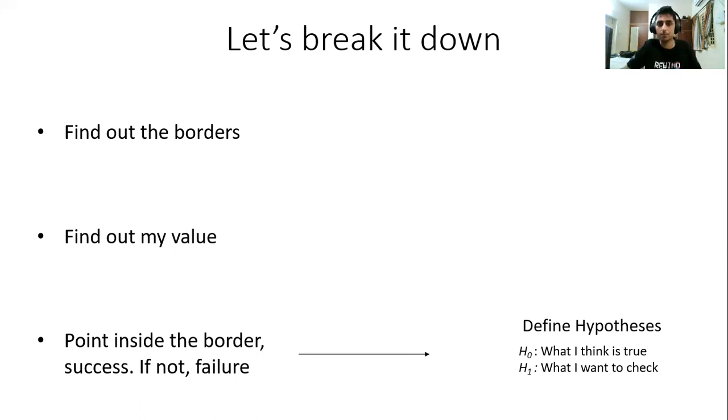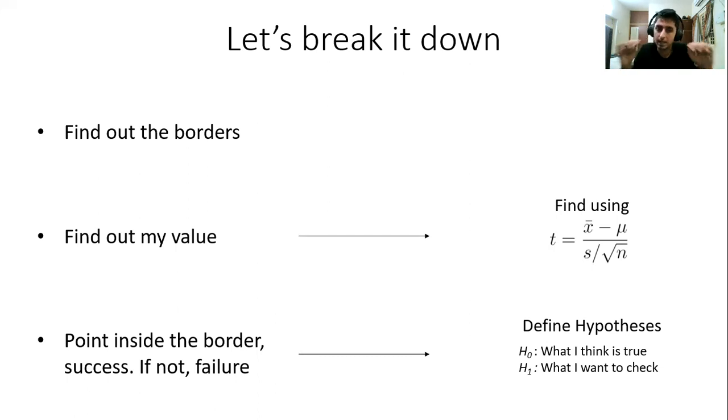Raghu would have explained it in the previous video. I'm just breaking it down in very simple terms. So this is the first thing. And finding out my value. My value is the t value that I need. The t value is a very simple formula that you have to remember, or you would be given in the paper. You just have to know when to apply it. So this is the t value formula.